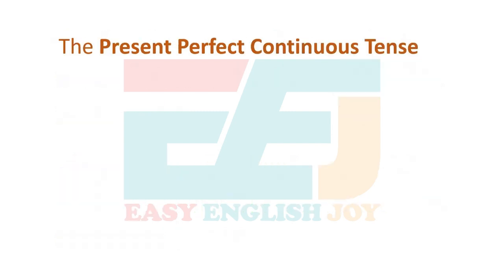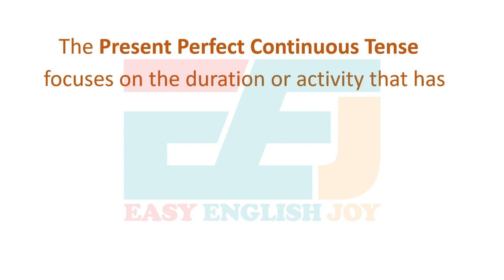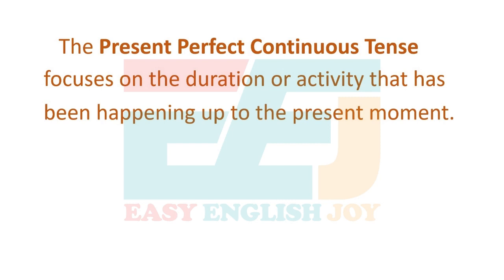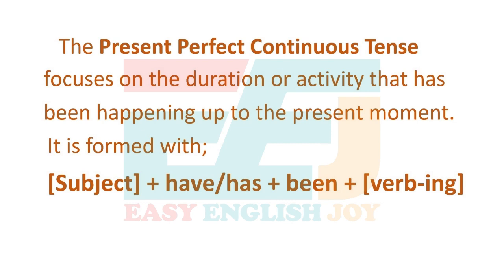The present perfect continuous tense focuses on the duration or activity that has been happening up to the present moment. It is formed with subject plus have or has plus been plus verb-ing.